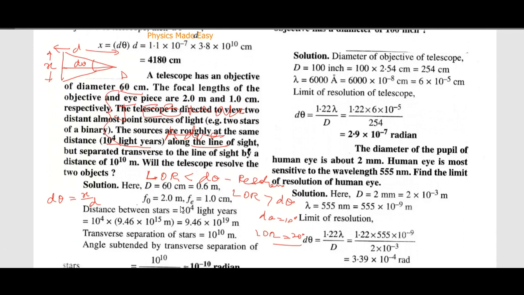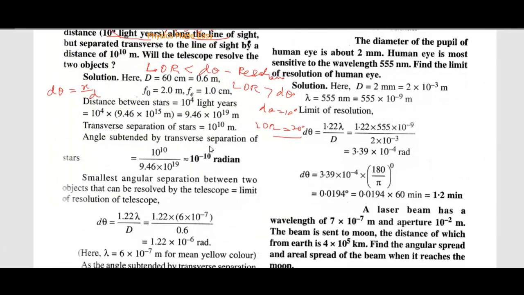The concept is you have to calculate the limit of resolution and you calculate the actual angle subtended by the two objects on the telescope. If the actual angle subtended is more than the limit of resolution, then the object is resolved. If it is less than the limit of resolution, then the object is not resolved. This is a very important and dangerous concept.